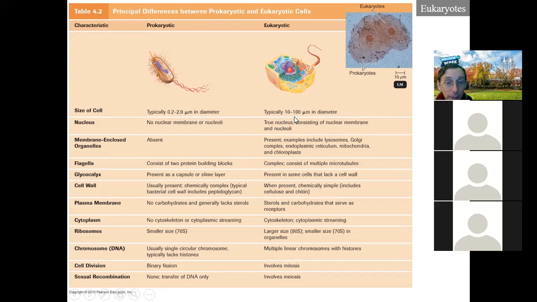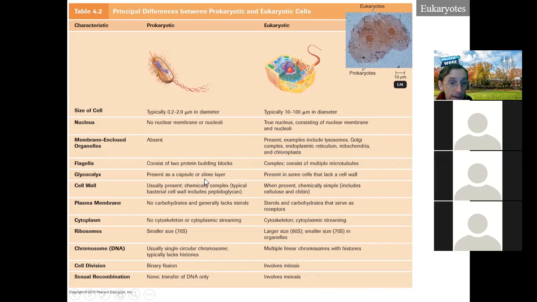And typically eukaryotic cells are much larger, 10 to 100 micrometers. As you know, the chicken egg yolk is much larger. There's no nucleus in a prokaryotic cell. There is a true nucleus in a eukaryotic cell. There are no membrane-bound organelles in a prokaryotic cell. They are present in eukaryotic cells. Flagella are in both prokaryotic and eukaryotic cells. The flagella is a little more complex in the eukaryotic cell.